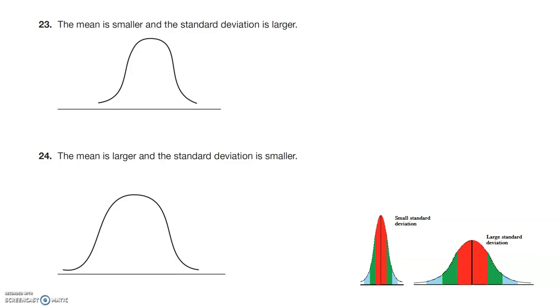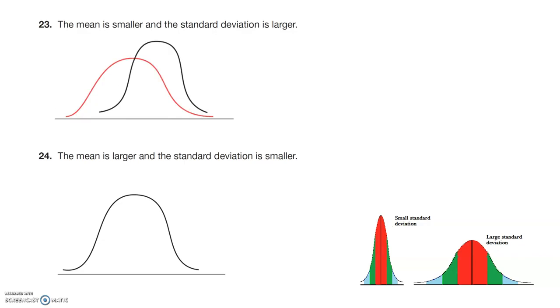So the mean is smaller, and the standard deviation is larger. Is it going to be fat or is it going to be skinny? And it's going to be shifted around. So let's check. Yes to some of those, right? It's fatter, more spread because the standard deviation is larger, but it's also shifted to the smaller mean, to the smaller numbers, okay?